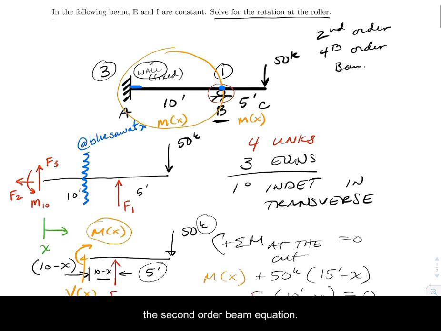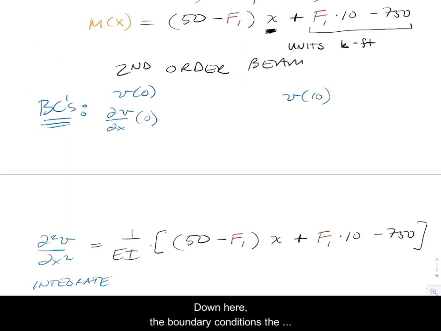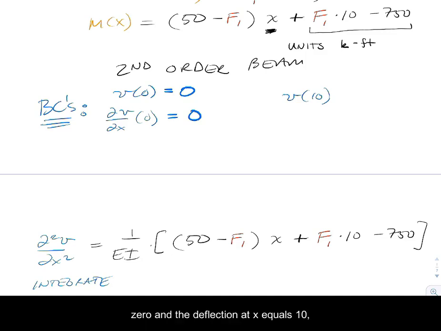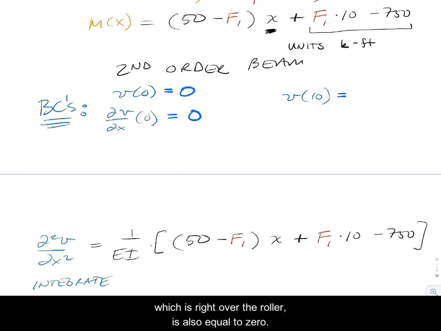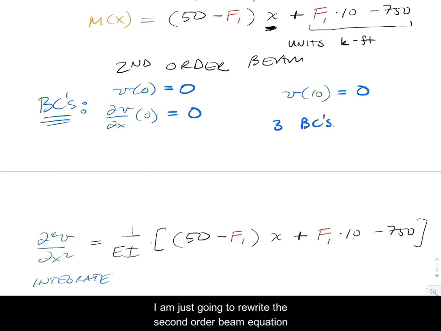second order beam equation. So down here, the boundary conditions: the displacement in the vertical direction at x equals 0 is 0. The slope at x equals 0 is 0. And the deflection at x equals 10, which is right over the roller, is also equal to 0. So again, notice we have three boundary conditions.